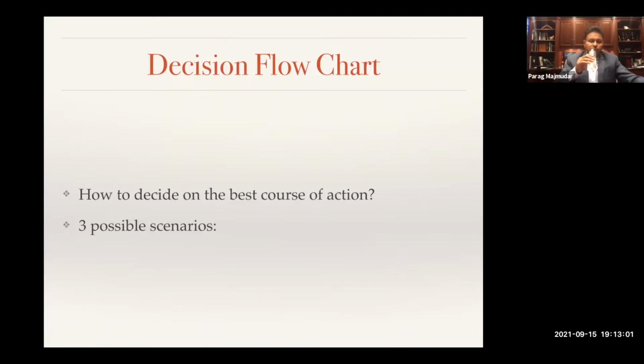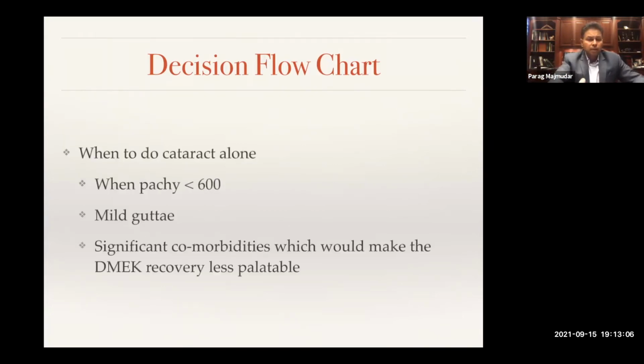So how do you best decide on the course of action, right? There's basically three possible scenarios that you can come up with. So you might want to consider doing the cataract alone. And this is something that I would think of as parameters to decide whether I'm going to do cataract alone in a patient with Fuchs dystrophy.